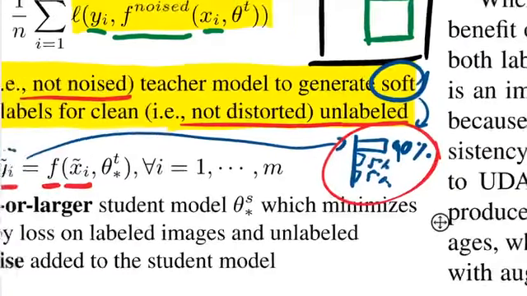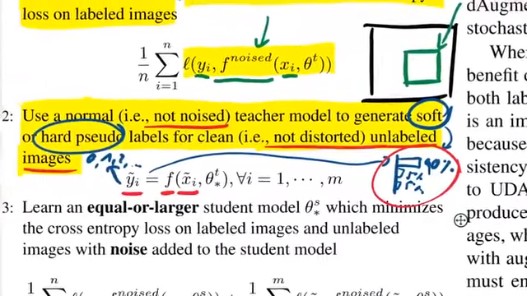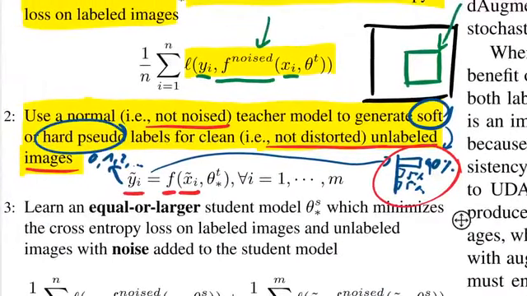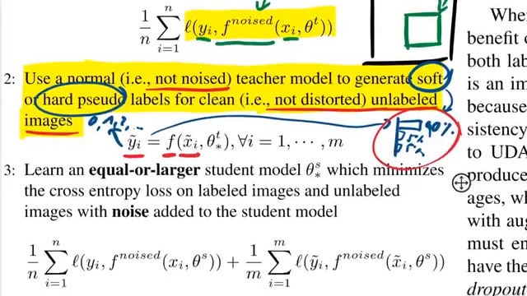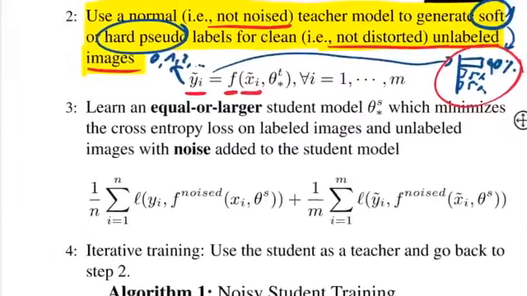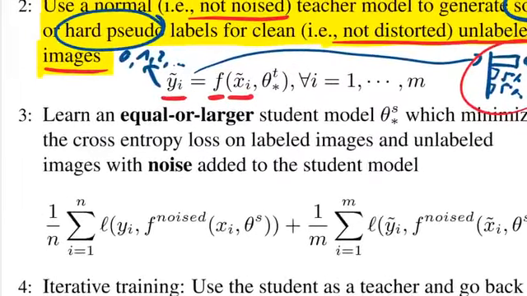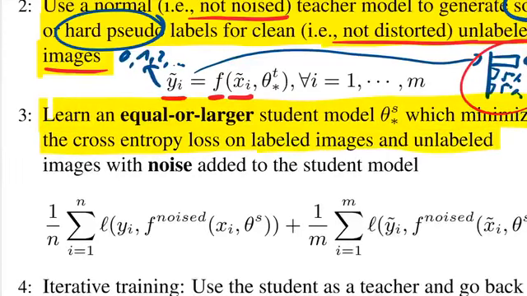So they use the soft pseudo labels here because they work slightly better, but you can do it with hard or soft labels. The important thing is that you use the teacher to generate as accurate as possible labels for your unlabeled data. Then, third, we've already seen this, learn an equal or larger student model, which minimizes the cross-entropy loss on labeled images and unlabeled images with noise added to the student model. So, as you can see, labeled images and unlabeled images.